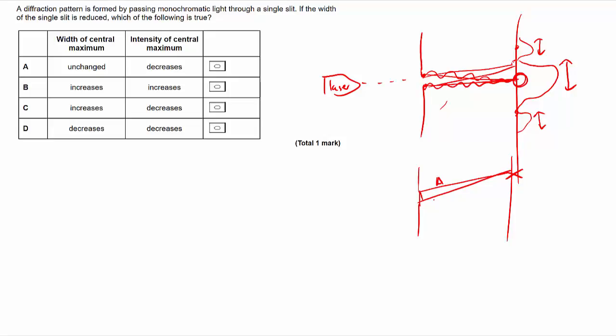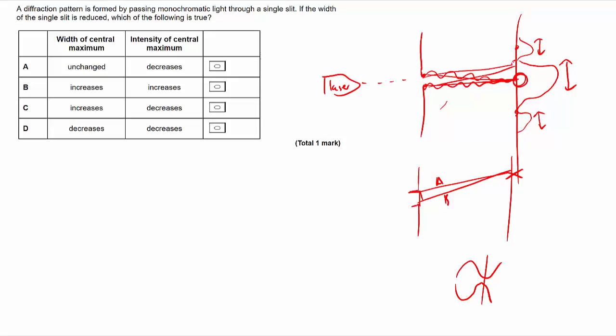If this is path A and path B must be half a wavelength longer, so that the waves, when they arrive at the screen, are arriving out of phase by half of a wave. In fact, we'll say 180 degrees or pi radians. This means that they destructively interfere and you get cancellation, right?